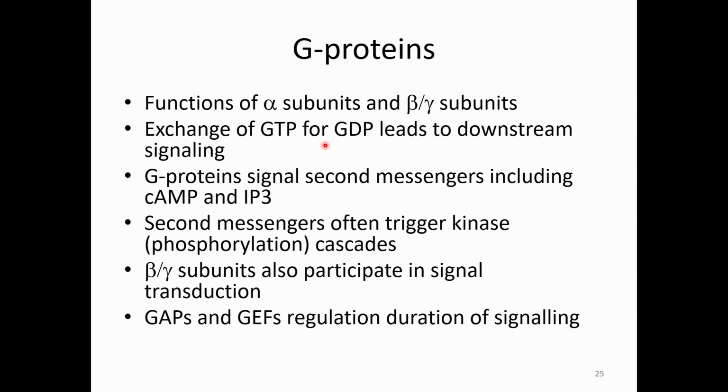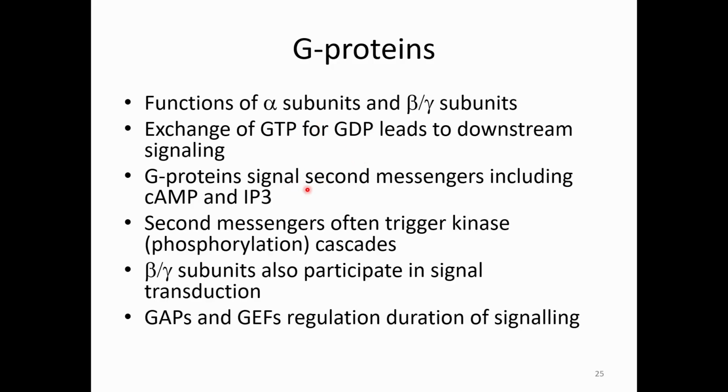And the beta gamma is also important. And you get different signaling pathways by G alpha and beta gamma. Know that G alpha is activated by GDP gets kicked out, GTP becomes associated, and that leads to downstream signaling.